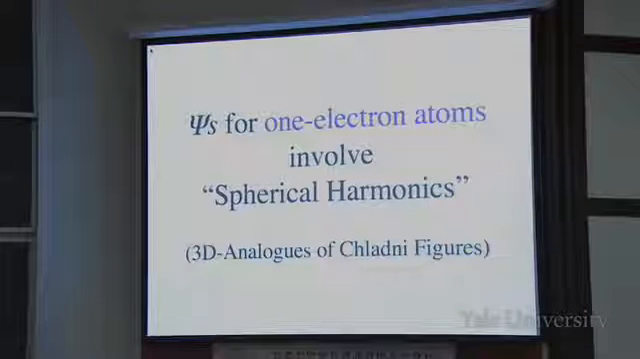So for a one-electron atom, there are going to be three variables, x, y, z for the electron, and the solutions, the waves we're going to get, involve what are called spherical harmonics. And they're 3D analogs of Chladni's 2D figures. These mathematicians could work in three dimensions as well as two.